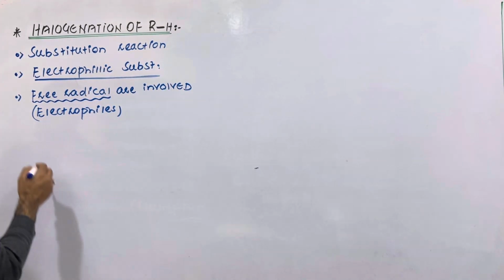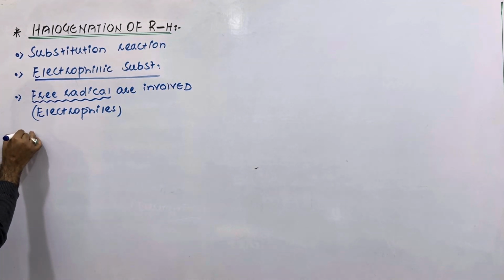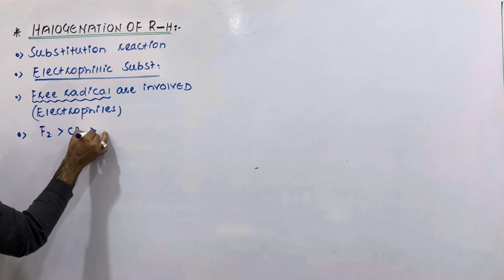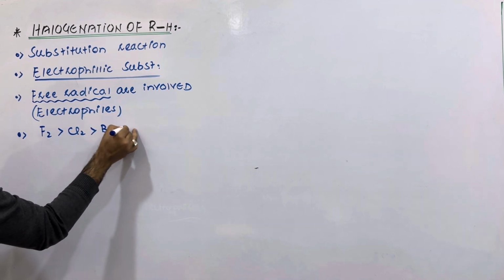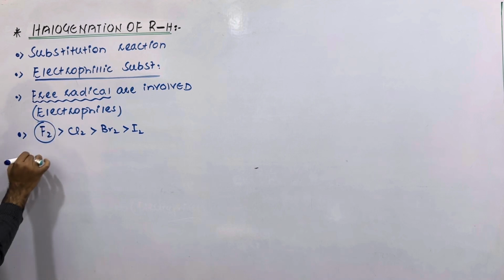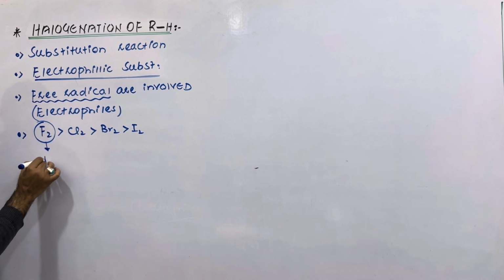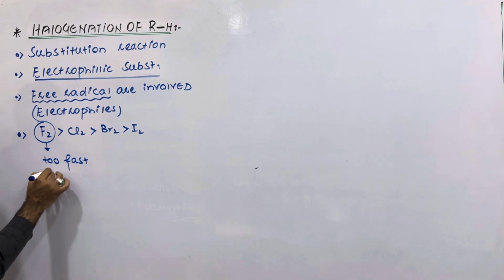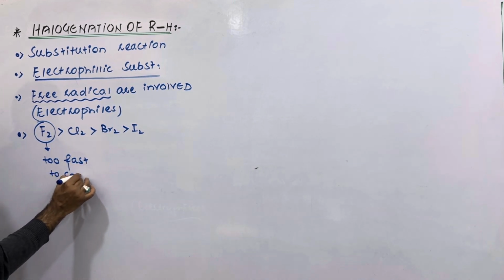My dear students, if we see the reactivity order of halogens, you know that fluorine is the most reactive one. That's why the fluorination of alkane will be too fast to control.